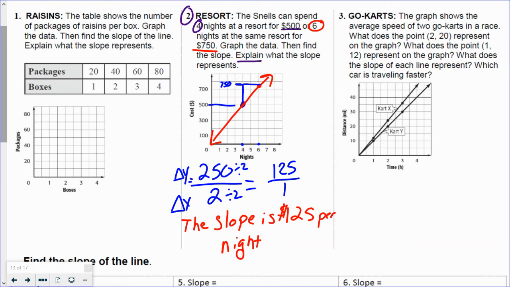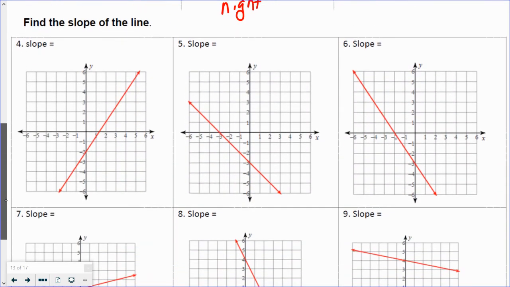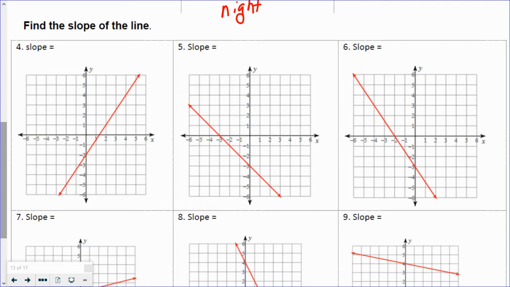All right, so you have 2 other graph ones to do and fill in by our word problems. Section 2 is just find the slope of the line. Okay, now they don't give you points, so you kind of got to look for your pretty points. So I'm going to do number 6. Okay, so let's look at number 6.